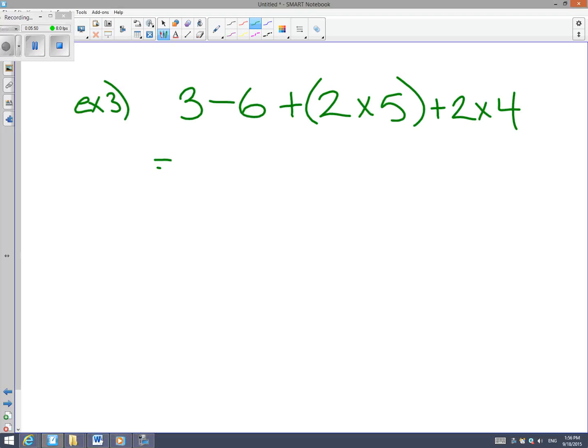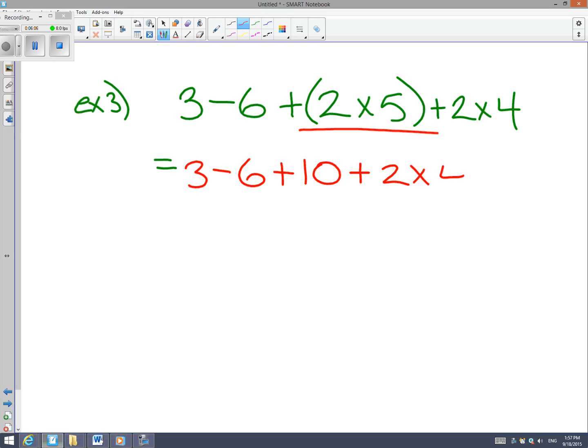Okay, now here's how we would do this. We have to make a decision on what comes first. And in this case, it will be brackets. We can't change the order, so we have to write down everything else the way it appears. 2 times 5 is 10. Then we write the rest of it down just like it appears.